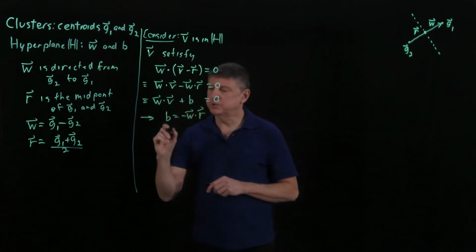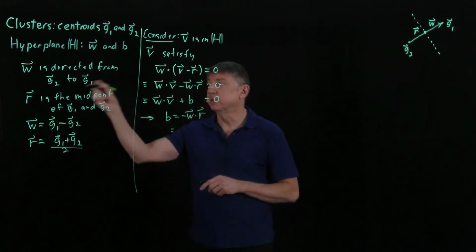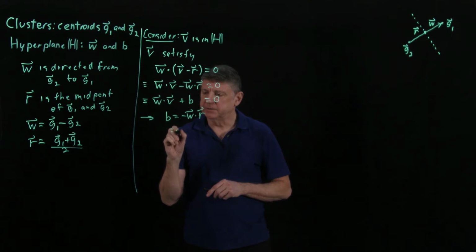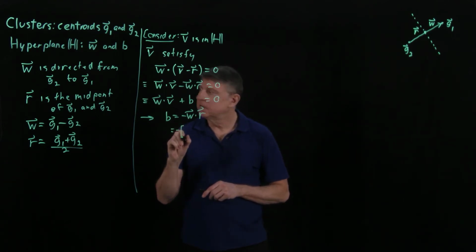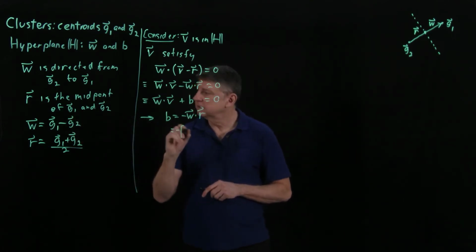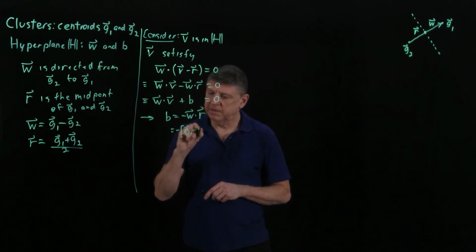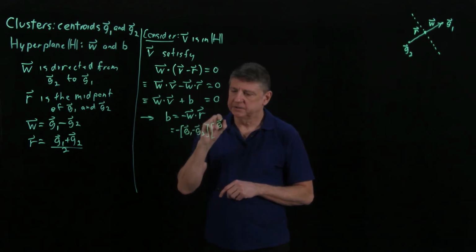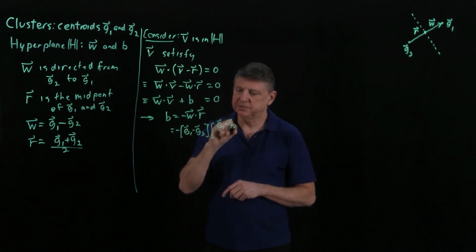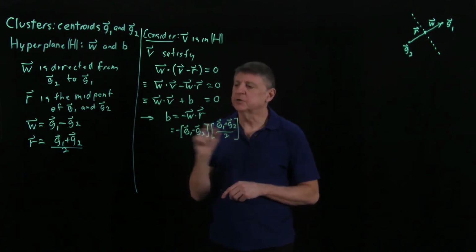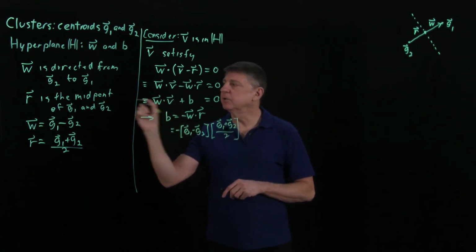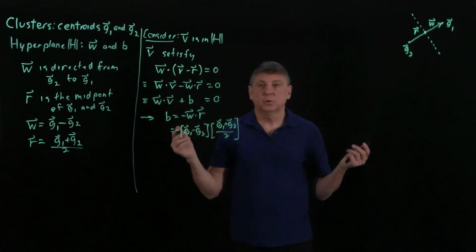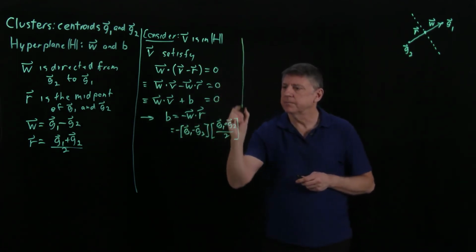And if we want to, we can expand that out fully in terms of G1 and G2. And we can say that that is minus, so w was G1 minus G2, and then r is G1 plus G2 over 2. And so we can find w directly and we can find b directly. Now, how can we use this?